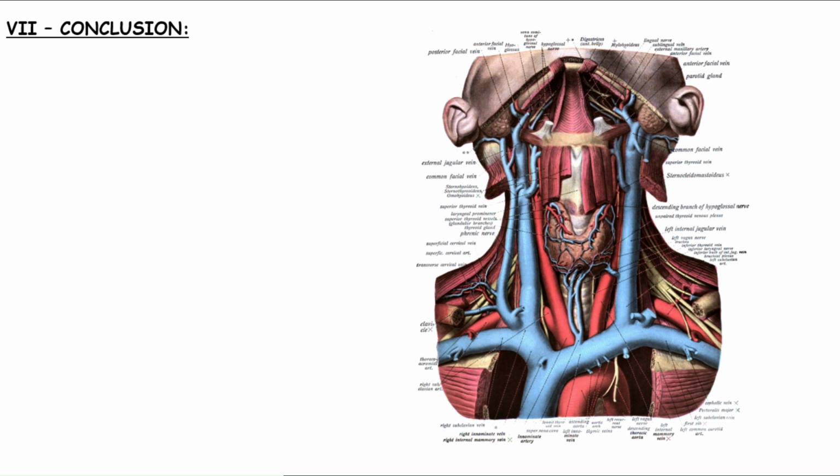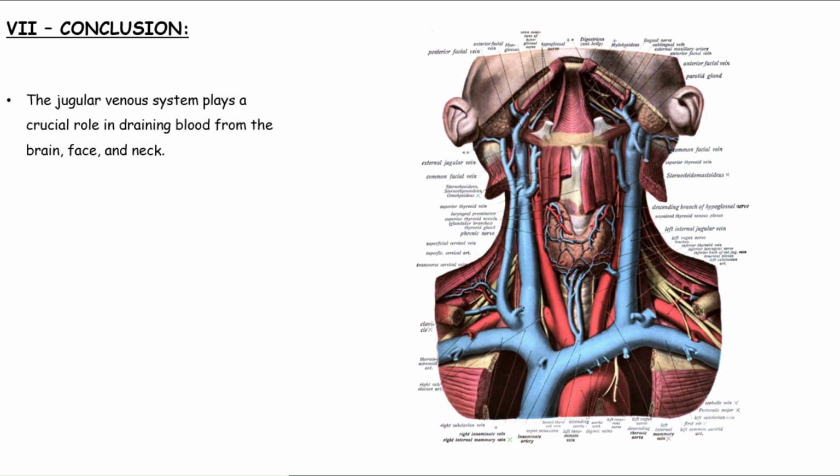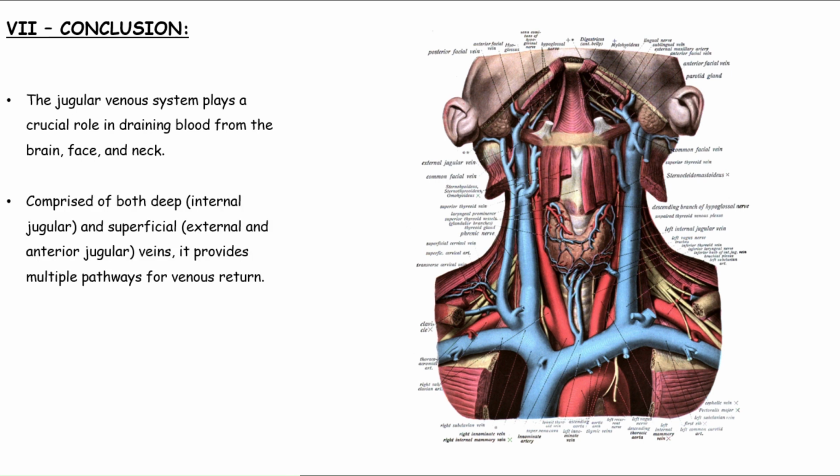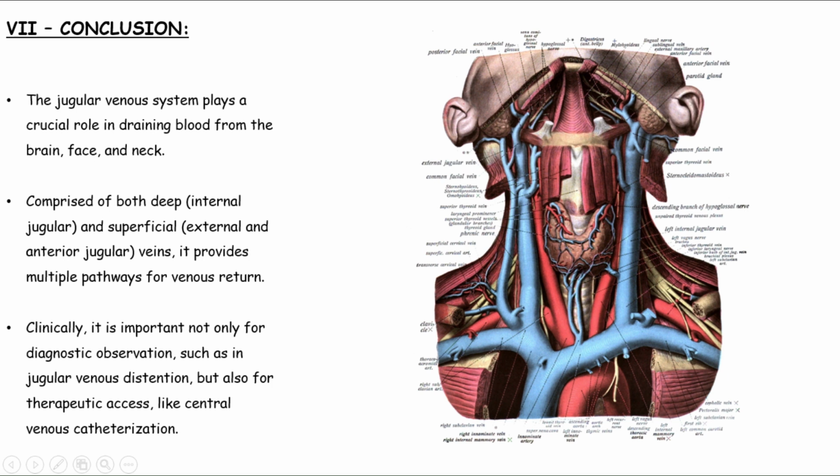To conclude, the jugular venous system plays a crucial role in draining blood from the brain, face, and neck. Comprised of both deep, internal jugular, and superficial, external and anterior jugular, veins, it provides multiple pathways for venous return. Clinically, it is important not only for diagnostic observation, such as in jugular venous distension, but also for therapeutic access, like central venous catheterization.